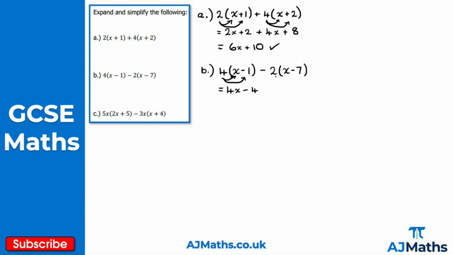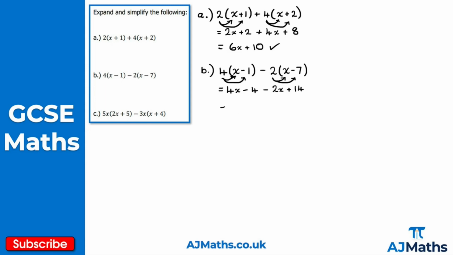We've then got minus 2 bracket x minus 7. So we're just expanding the second bracket now. So minus 2. So do include the minus here. So minus 2 times x. That will give us minus 2x. And then minus 2 times minus 7. So be careful with the signs now. If you've got a negative number and you times it by another negative number, the result will be positive. So minus 2 times minus 7. That gives us positive 14 there.